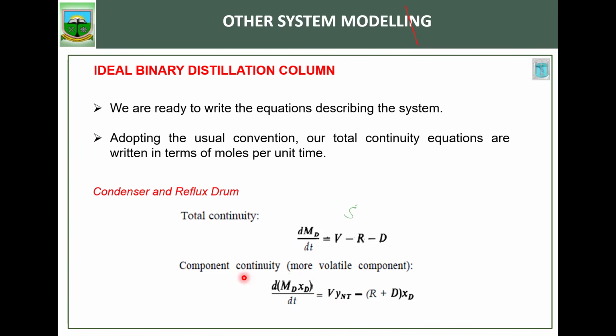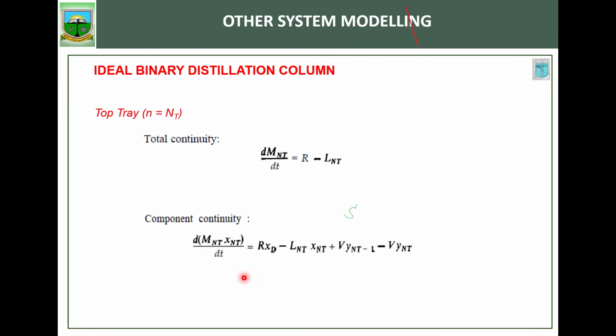When you are done with that, go next to the top tray. For the top tray, interesting things are happening there. You have a tray like this, and it has liquid on it. If you remember the top tray, the reflux comes here. So the reflux liquid we are pumping is an input to the top tray. You get it? It's an input to the top tray.